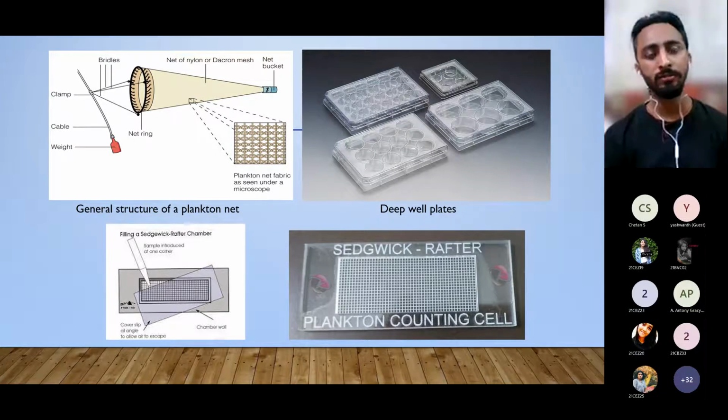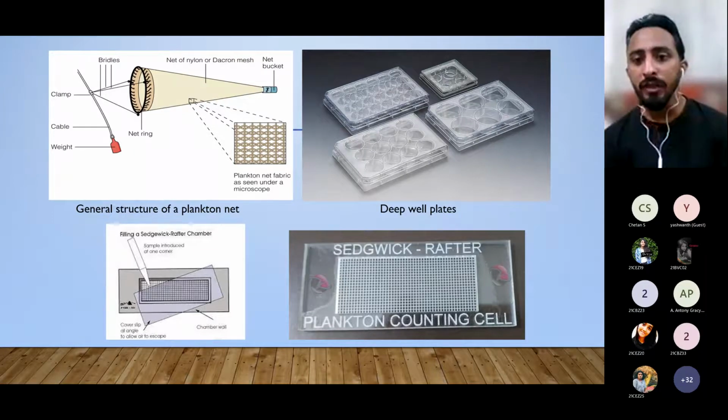Apart from that, to measure quantitative zooplankton specimens, you can simply filter a certain amount of water to a definite proportion to get the desired plankton. And apart from that, next we have the deep well plates.